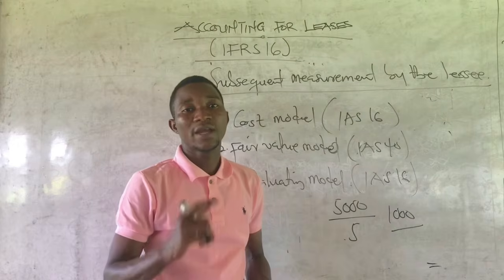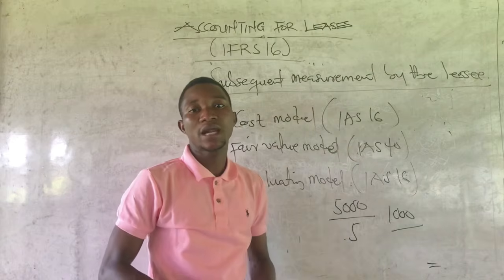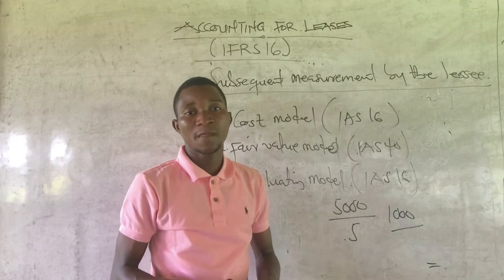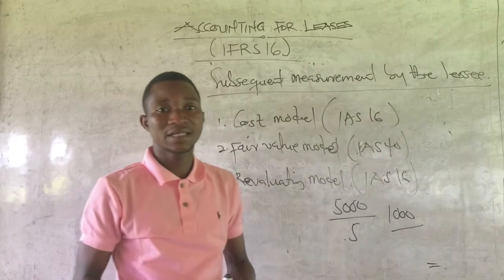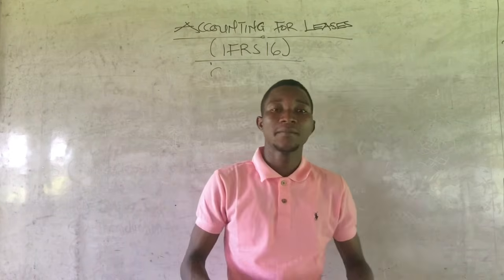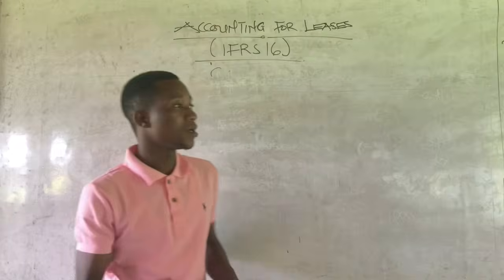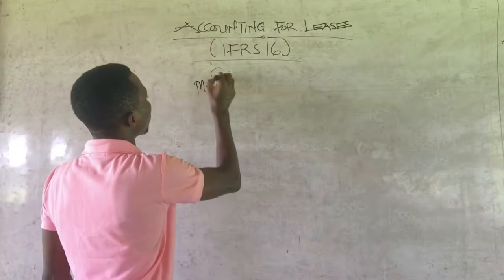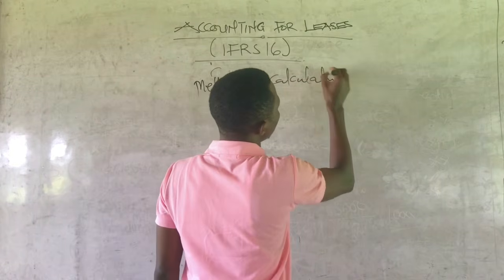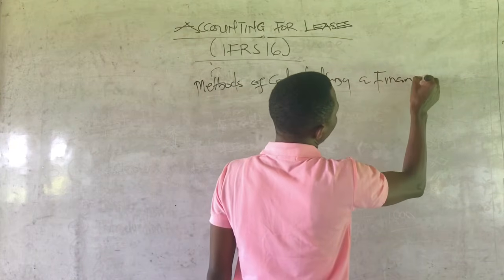Is that clear? And also, after the commencement date, the lessee shall measure the lease liability by increasing the carrying amount to reflect the interest on the lease liability. Is that okay? And also they have to reduce the carrying amount of the lease liability in order to reflect the lease payments made. Basically, we have about 3 methods of calculating finance charge. So let's look at the methods. Is that clear? Methods of calculating a finance charge.